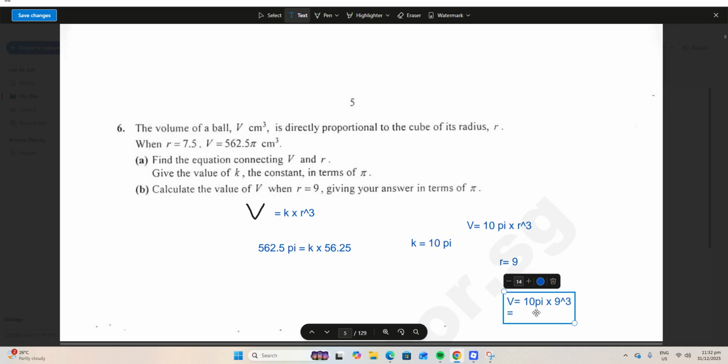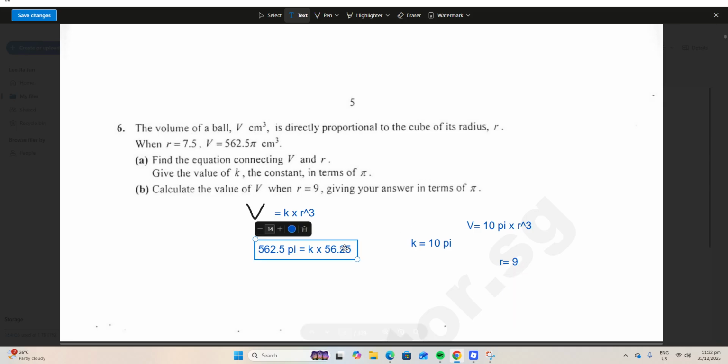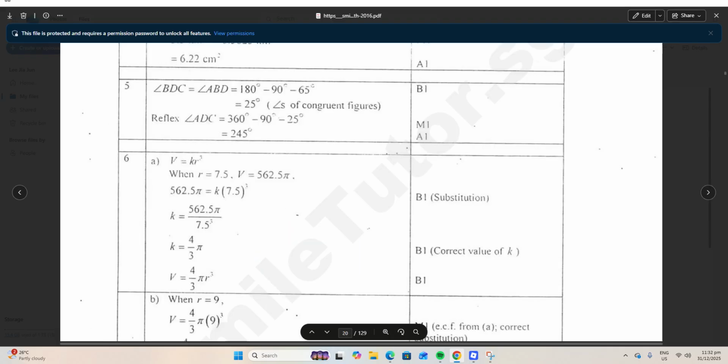Sorry, this one is wrong. Key it into the calculator only. It's not this. 7.5 cubed, not squared, is 421.87. You know what? I'm just going to show the answer. Anyways, this will be the answer.